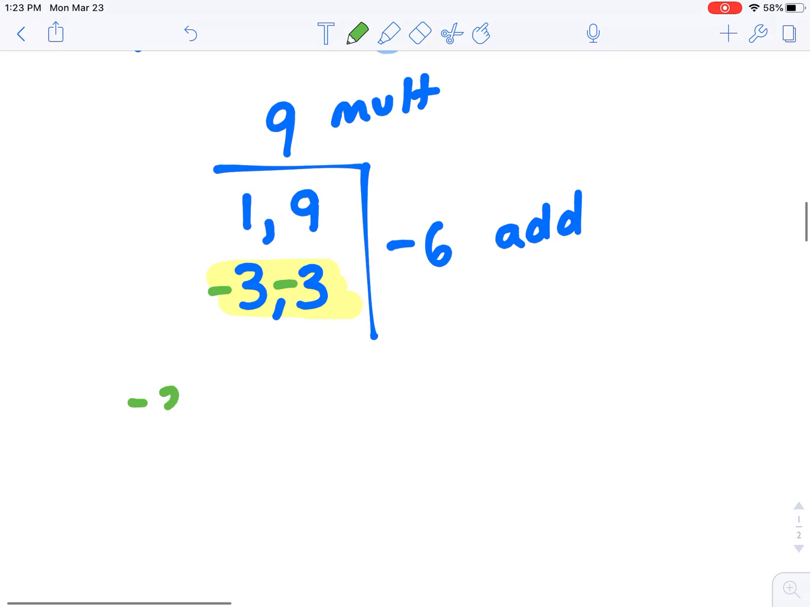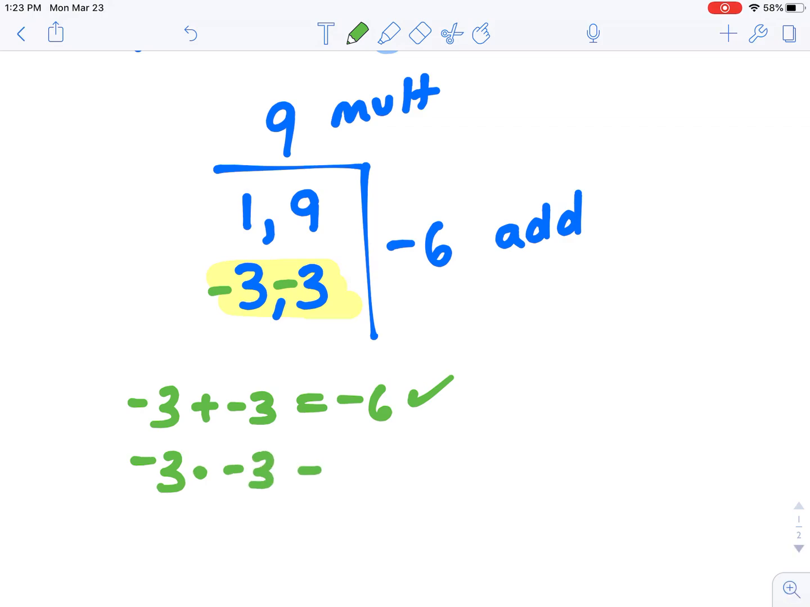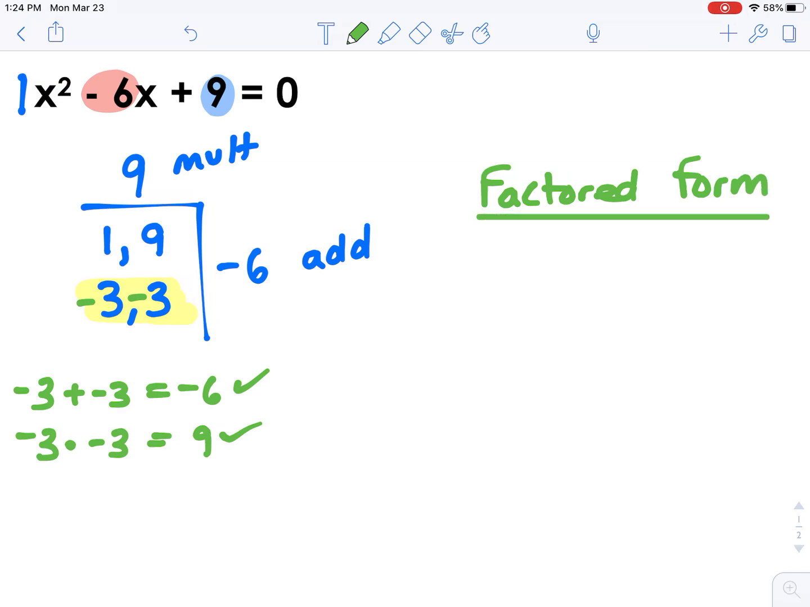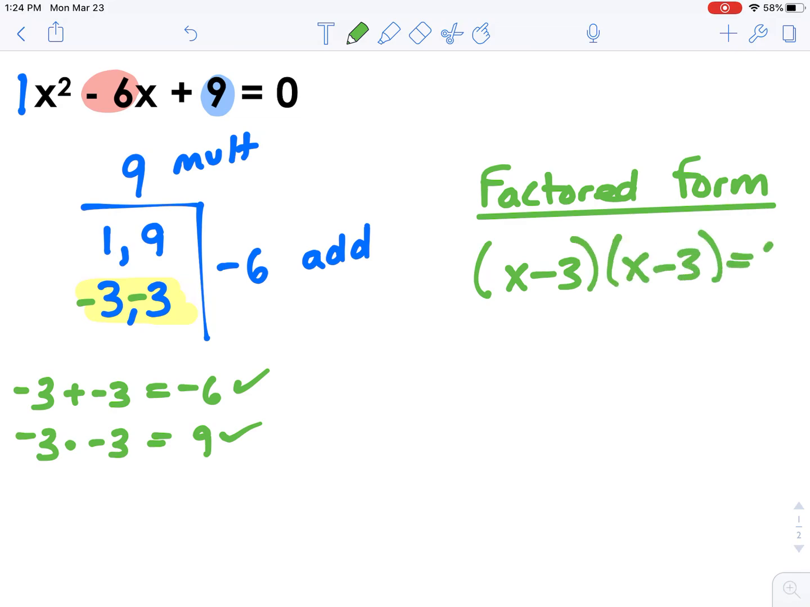But you should double check in your calculator. If you add them, do you get a negative 6? If you multiply them, do you get a positive 9? And if you do, that means those are the correct numbers, and we're going to write it in factored form. Factored form means put them in parentheses. So we have x minus 3 and x minus 3.